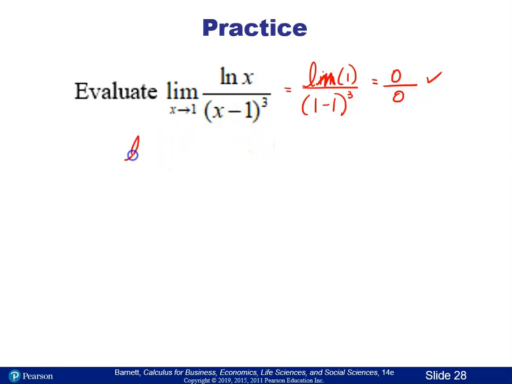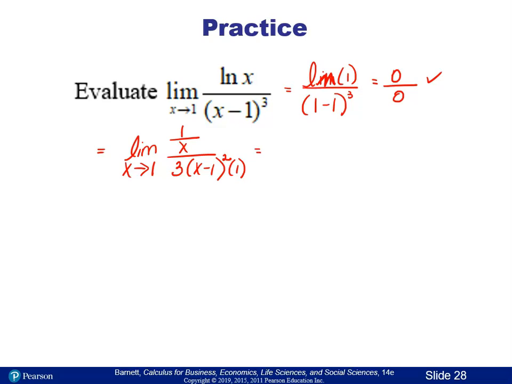So L'Hopital's rule tells me that my original limit is equivalent to the limit of the two derivatives. The derivative of natural log of x is 1 over x. The derivative of this, we're going to have to use the chain rule. So we're going to bring the 3 down, recopy that parenthesis, decrease our power by 1, and then multiply it by the derivative of this inside, which turns out to just be 1.